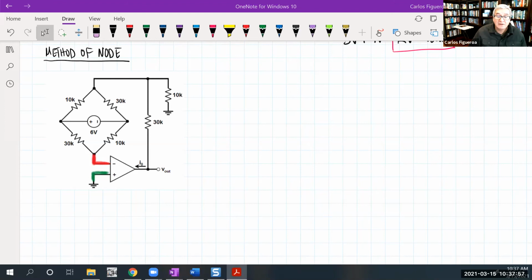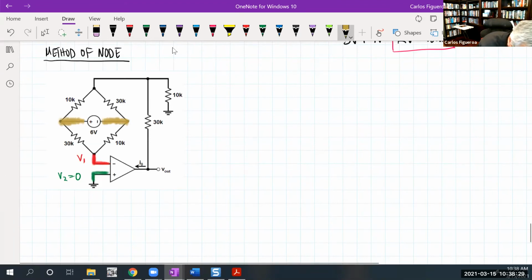Because as a node equation, the only thing I know is that V2 is 0, fine, because it's connected to the ground. But guess what? This is an unknown node. And then what you're seeing here is that there's a supernode. Why is there a supernode? Because this is a voltage source not connected to the ground. So I know that I have a supernode right in here.